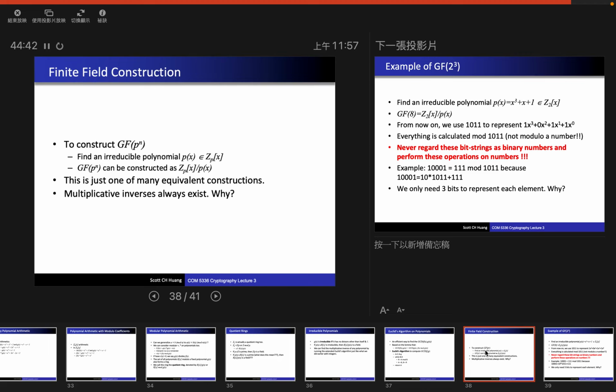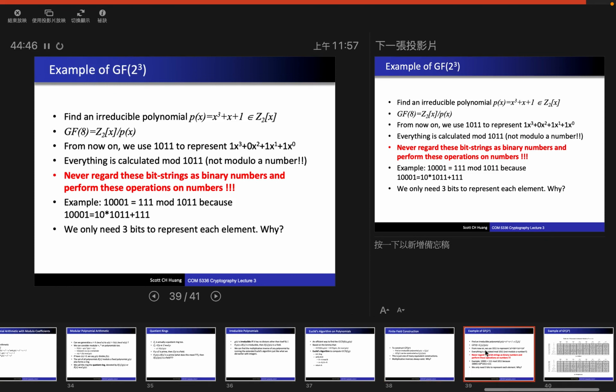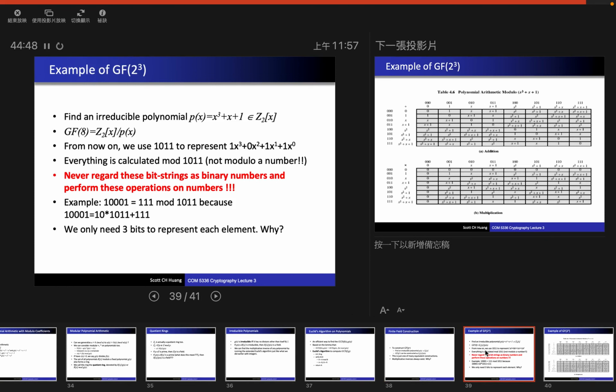Now let's take a look at another example. That will be even clearer. So let's take a look at this example of GF8. Let's use the first way of description. We find an irreducible polynomial, which is this. This is another big topic, but let's not worry about it now. I'm telling you, this is irreducible. So we have a p(x), okay, and then what is GF8? It's Z2[x] mod p(x).